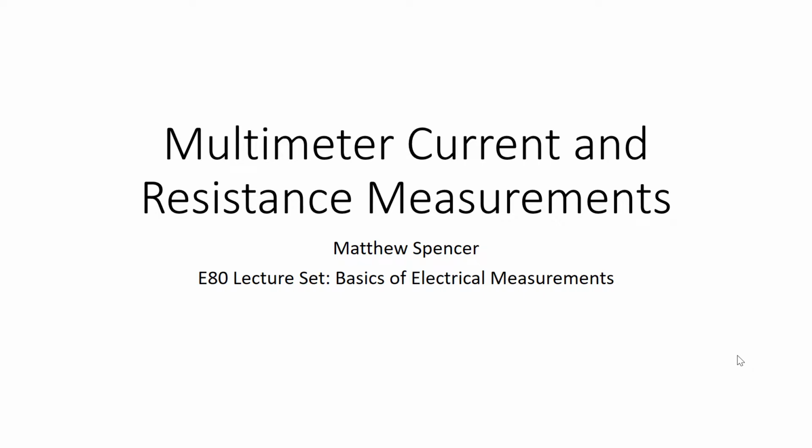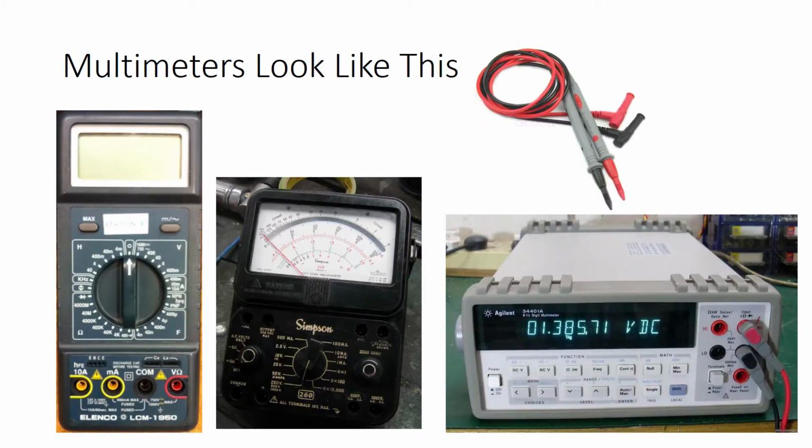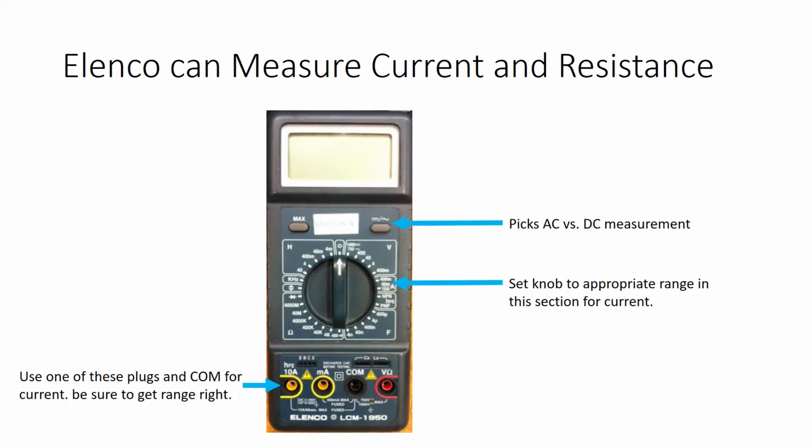In this video, we're going to be talking about using the multimeter to measure current and resistance. We already talked about what multimeters look like and what probes you use with them in the voltage measurements video. This slide is just a reminder that these are the kind of multimeters that you're likely to find in the labs at MUD. We've already talked about taking voltage measurements with the Elenco. It can also take current measurements.